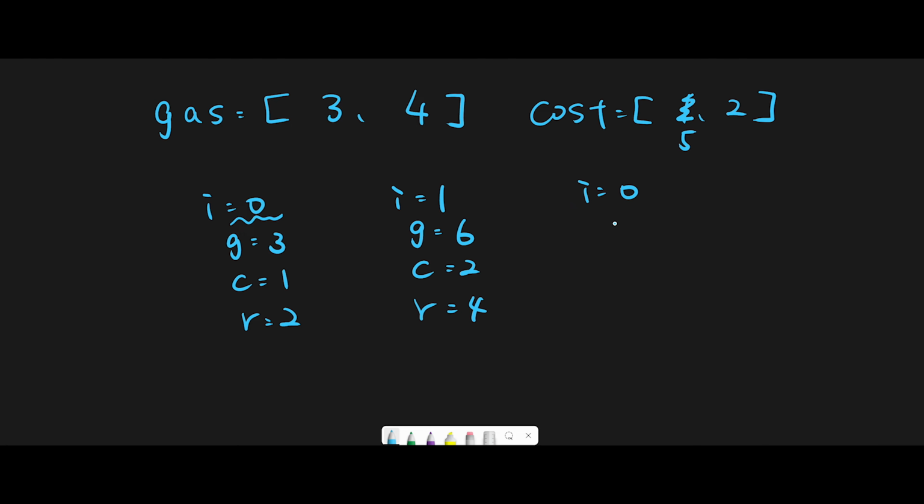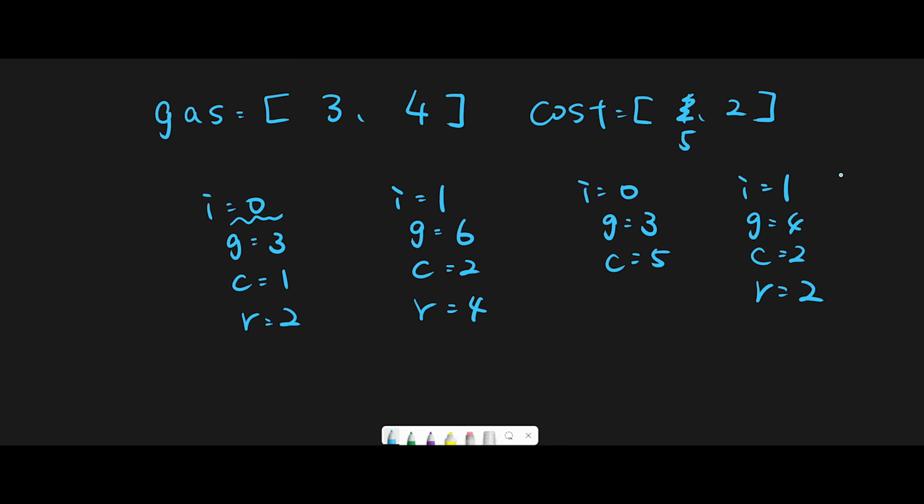And we get 3 gas. And we use 5 gas. So we are short of gas, right? So we can't move to index 1. So in this case, instead of index 0, try to start from index 1. So at index 1, we get 4 gas. And we use 2 gas, right? So remaining gas should be 2. So we start from index 1, so that's why we move clockwise and move back to index 0.